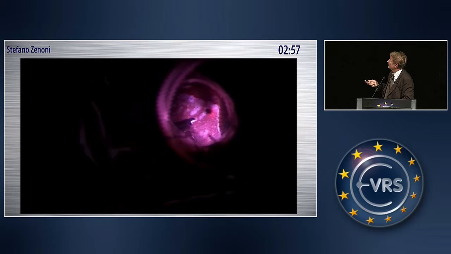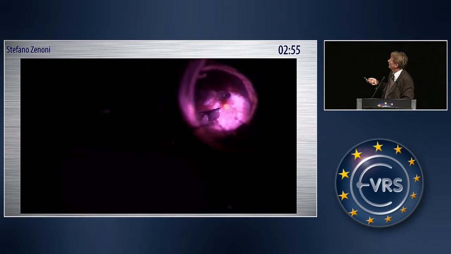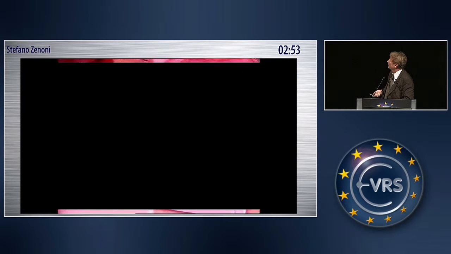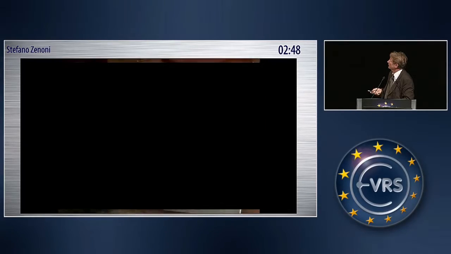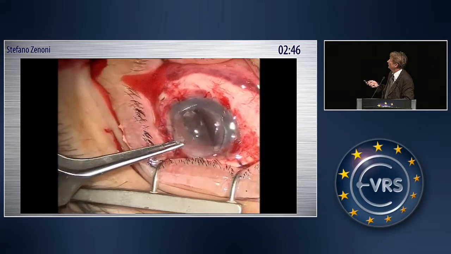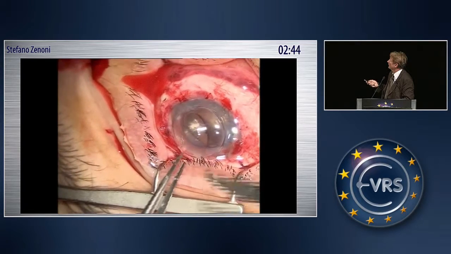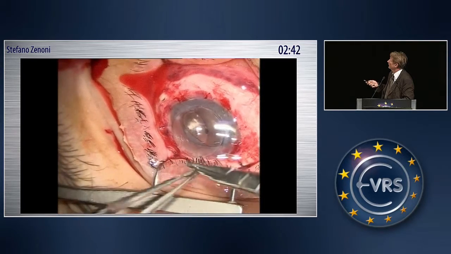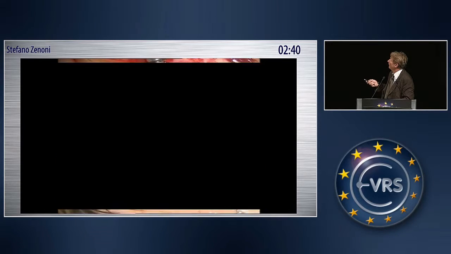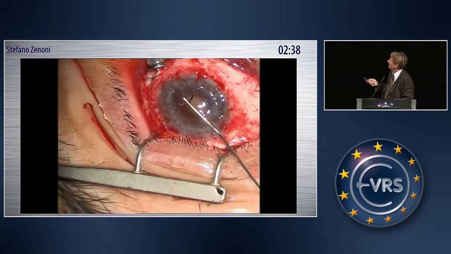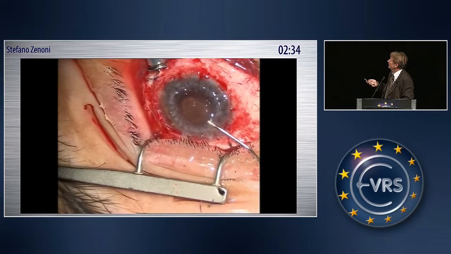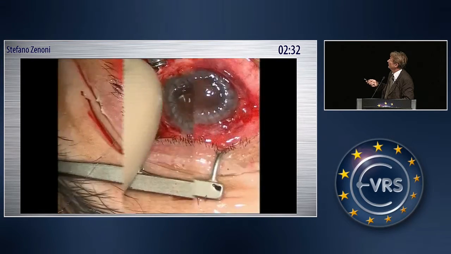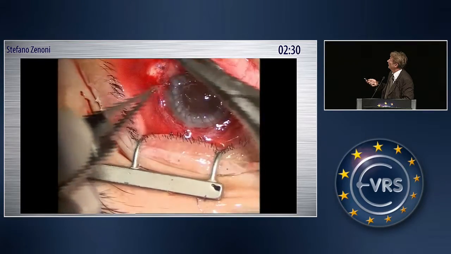And after this, as I told you, 360-degree photocoagulation. And now we put in a new cornea. And at the end, we put some viscoelastic substance to maintain a separation between the silicone oil and the cornea.